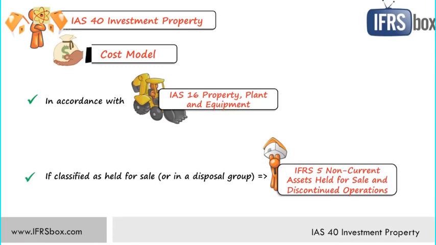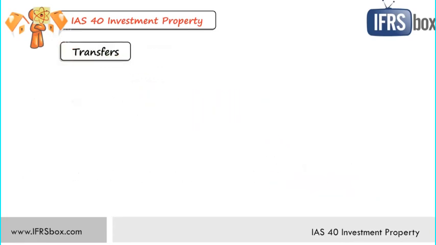Now let me mention a few words about transfers of assets to or from investment property. Well, you can do it, but only when there's a change in use. For example, when you start using a building for your own headquarters and you rented it out previously, then you can transfer it from investment property to property, plant and equipment under IAS 16.